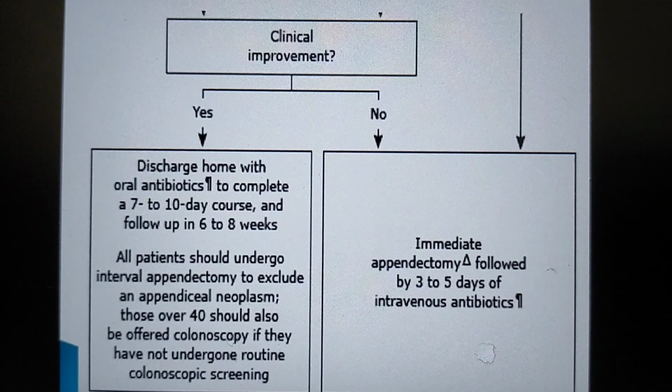For appendicular mass and appendicular abscess, after we follow these steps, we have to monitor whether there's any clinical improvement. If yes, we can discharge home with oral antibiotic to complete a 7 to 10 day course and follow up in 6 to 8 weeks. All patients should undergo an interval appendectomy to exclude an appendiceal neoplasm. Those over 40 should also be offered colonoscopy if they did not undergo any colonoscopic screening, according to UpToDate. That's why we usually send HPE of the appendix after we do the appendicectomy.